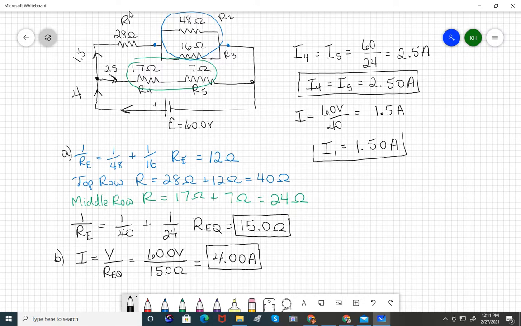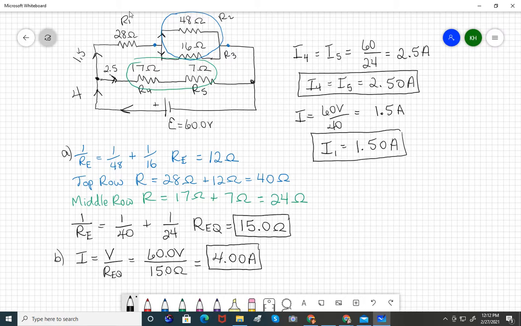So I've got the current through R4 and R5, and now I've got the current through this 28 ohm resistor. The problem now is this current's going to split. Some of that current will go through the 48 ohm resistor, some will go through the 16 ohm. With common sense, more current will go through the 16 ohm resistor because it's got less resistance.